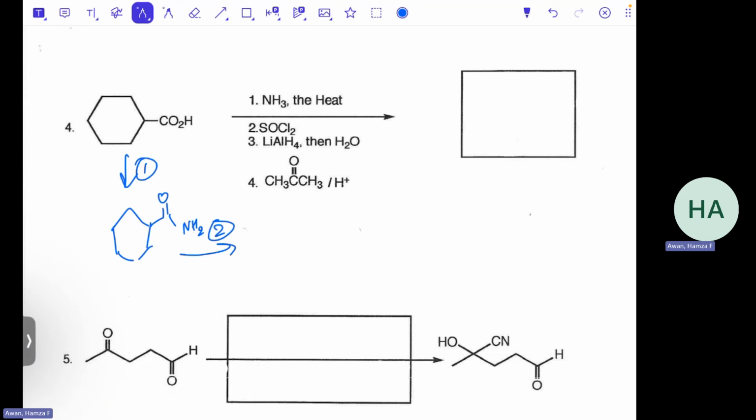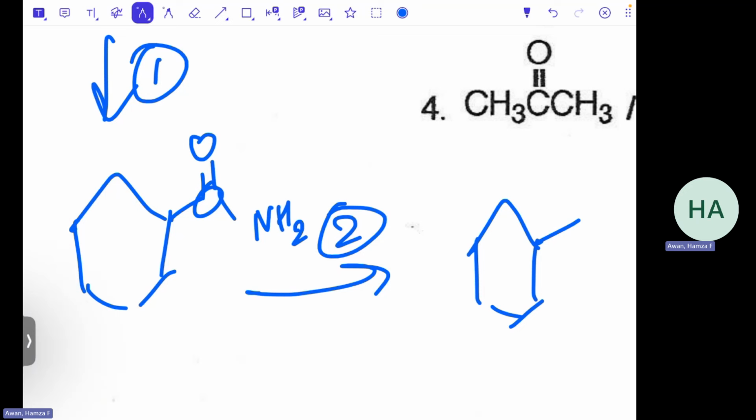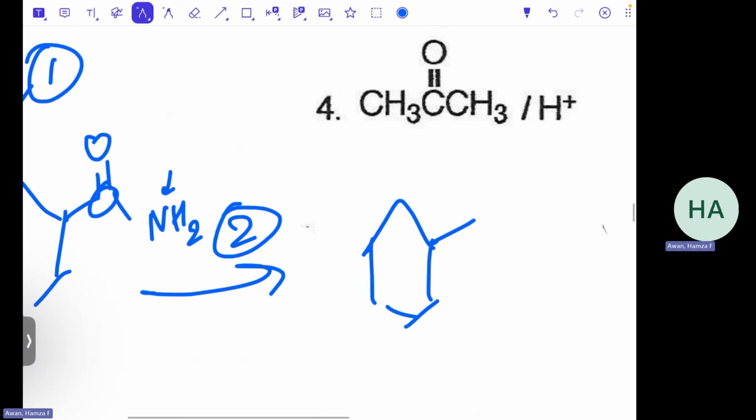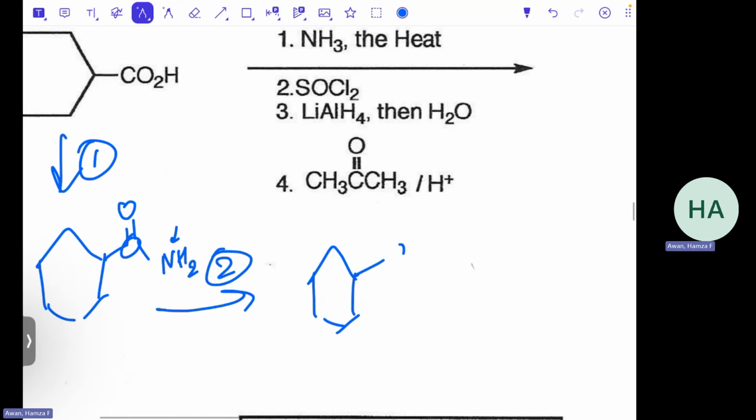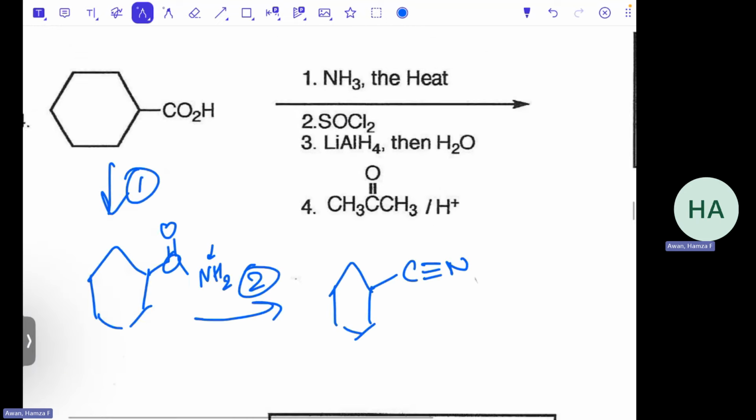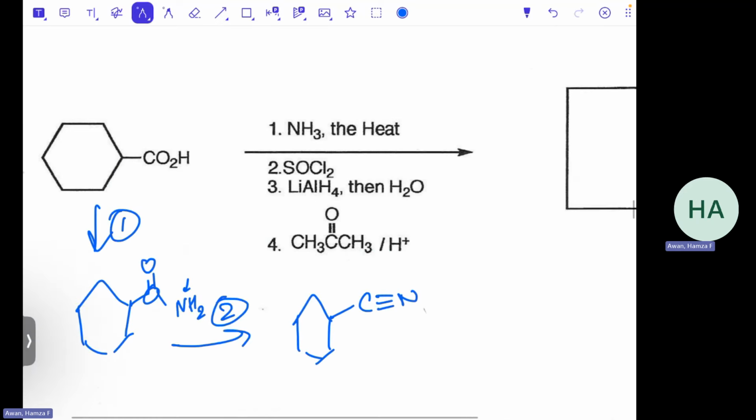And then for our second step, we have SOCl2. For carboxylic acids, we know this causes the carboxylic acid to become an acyl halide. But whenever SOCl2 is reacted with an amide, it's going to cause it to become a nitrile group. So the product of our next step is going to have this one carbon right here, but this nitrogen is now not going to have any hydrogens, and the carbon isn't going to have any double bond to the oxygen. So it's going to become a C triple bond N. So we have our nitrile group with our SOCl2.